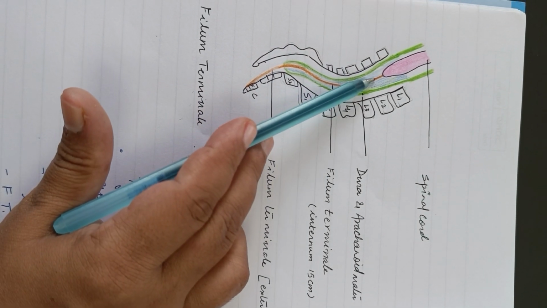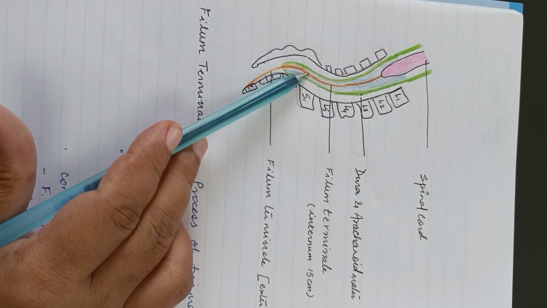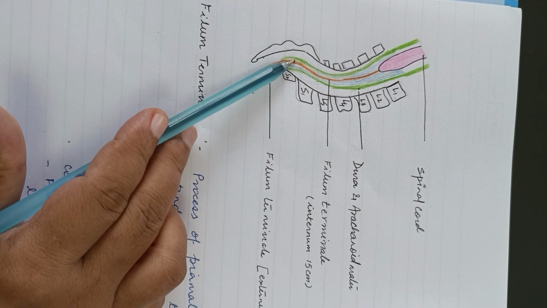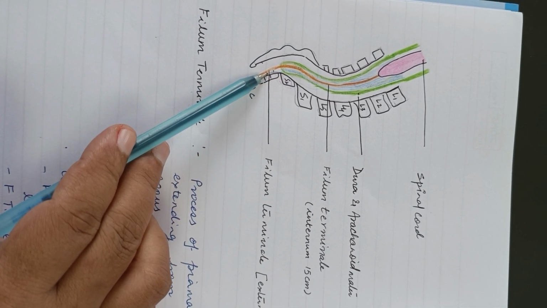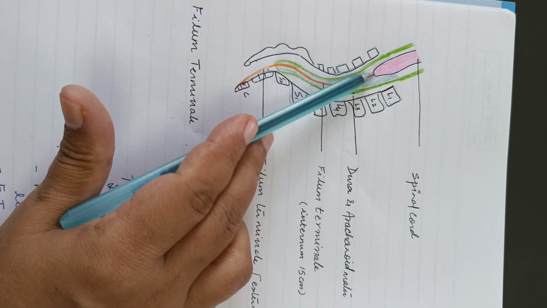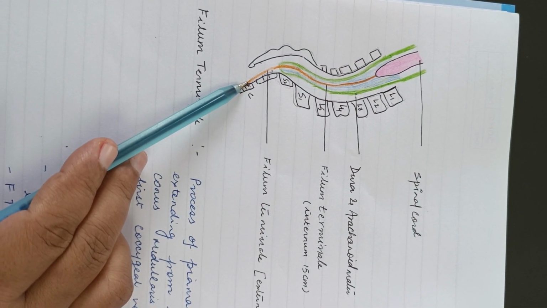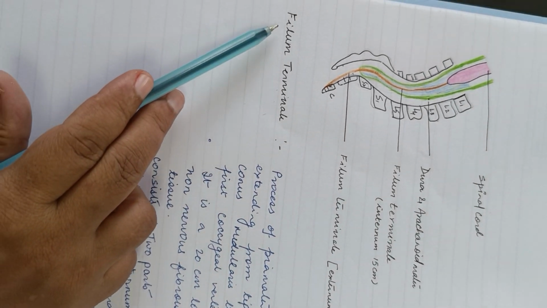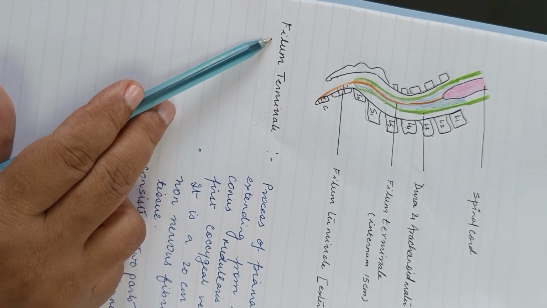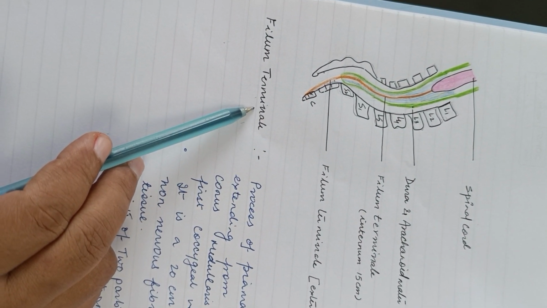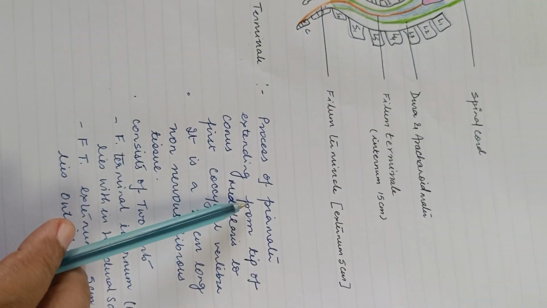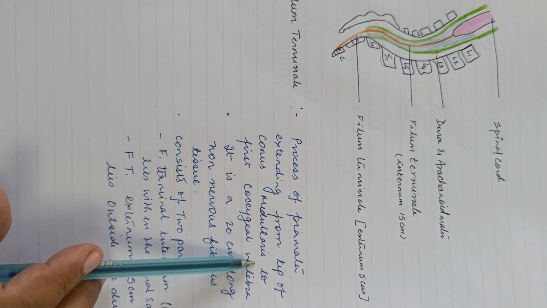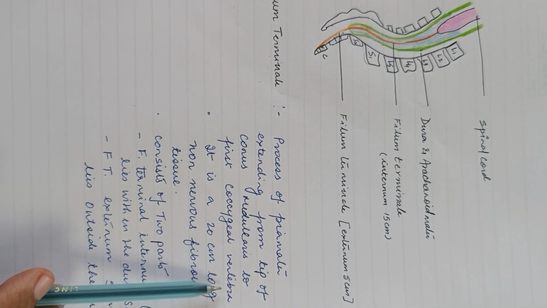So this orange color structure, which is the innermost meninges covering the spinal cord, is the pia mater, and one process of pia mater is extending from the conus medullaris to the C1 vertebra, and this is known as filum terminale. Okay, filum means a thin thread-like structure. Terminale means terminal part of the pia mater. So this is the process of pia mater extending from the tip of the conus medullaris to the first coccygeal vertebra.